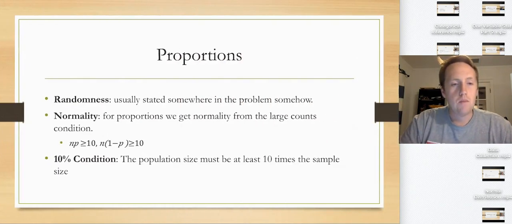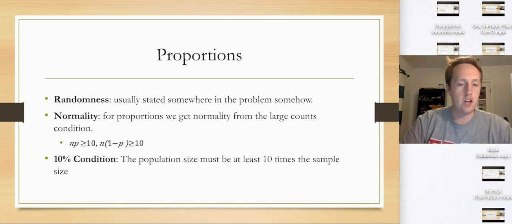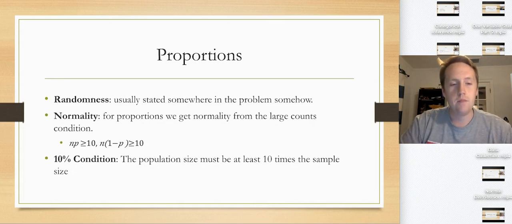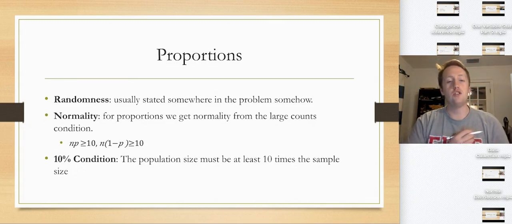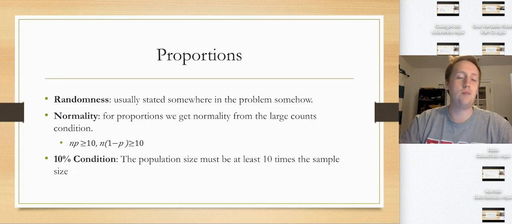Proportions. The conditions for a hypothesis test for proportions. You need randomness, which is usually stated. Normality we get from the large counts. We're going to do np greater than or equal to 10 and n(1 minus p) greater than or equal to 10. And then we also got to do the 10% condition. The population size must be at least 10 times the sample size. So those are conditions for proportions.